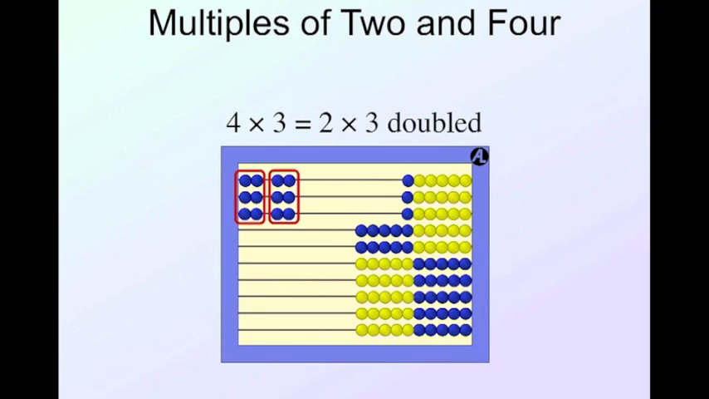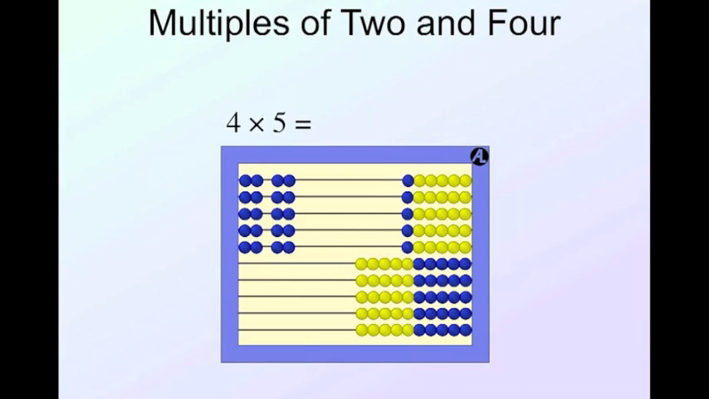So actually what we're going to do is we're going to separate this. We're just going to move these over just a little bit. And now I can see that I actually have 2 times 3 doubled. 2 times 3 is 6. 6 doubled, or 6 plus 6 is 12. Well, now that's a clever way to look at this. So 4 times 3 is 12.